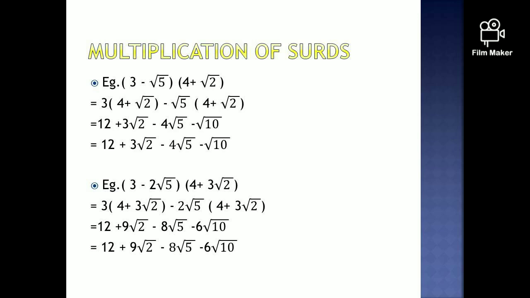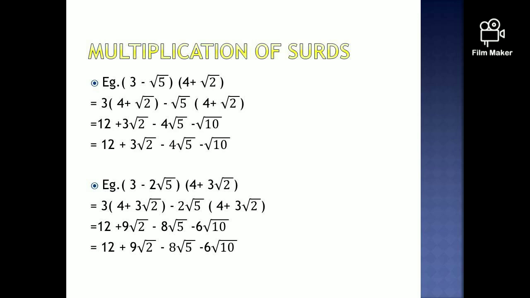In the next example, we need to expand the brackets (3 minus 2 root 5) with (4 plus 3 root 2) and simplify further. With that, we multiply the second bracket, 4 plus 3 root 2, by 3 minus 2 root 5. So when you multiply, 3 into 4 is 12.